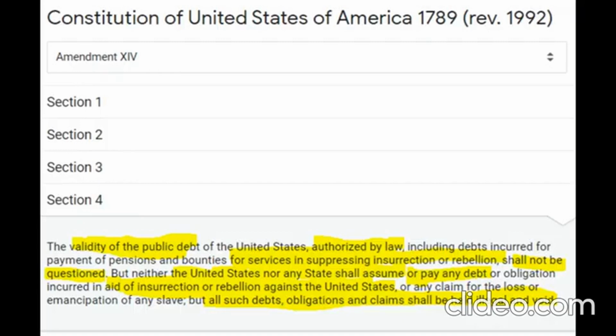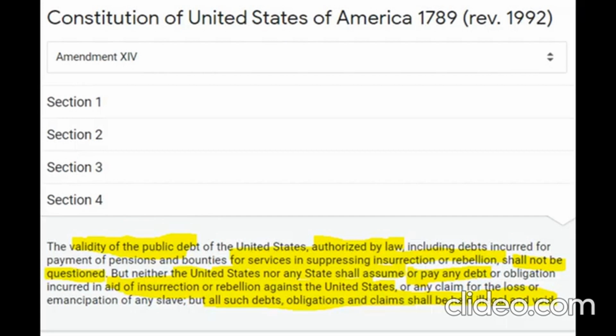First, notice in the first line, validity of the public debt, and notice the last line, all such debts shall be held illegal and void. All public debt is illegal and void. But will the courts enforce it? Oh yes, yes they will. Notice for services in suppressing insurrection and rebellion, notice, shall not be questioned. Not questioned by who? The courts, although it is illegal and void.